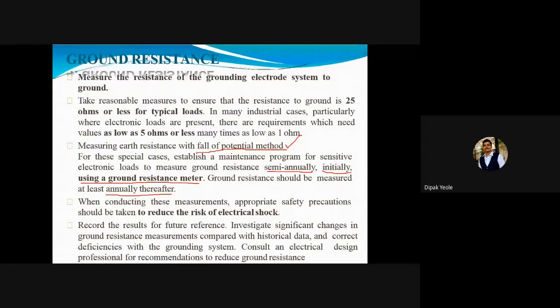When conducting these measurements, appropriate safety precautions should be taken to reduce the risk of electrical shock. So प्रत्येक वेळेस आपल्याला प्रिकॉशन्स घेणं गरजेचं असतं इलेक्ट्रिकल एक्सपेरिमेंट करताना. Record the result for future reference. Investigate the significant changes in ground resistance measurements compared with historical data, and correct deficiencies with the grounding system. Consult an electrical design professional for recommendations to reduce the ground resistance.